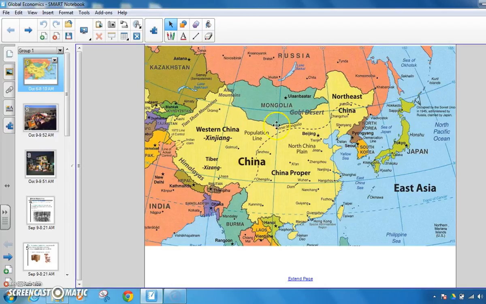But to be honest with you, it's a little hard to tell because I can't tell on the size. Just because Mongolia is big doesn't mean it's rich, and just because Japan is smaller doesn't mean it's poor. We have to be able to take a look at a few things.